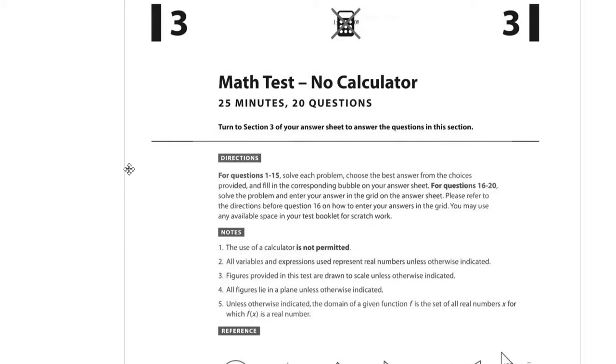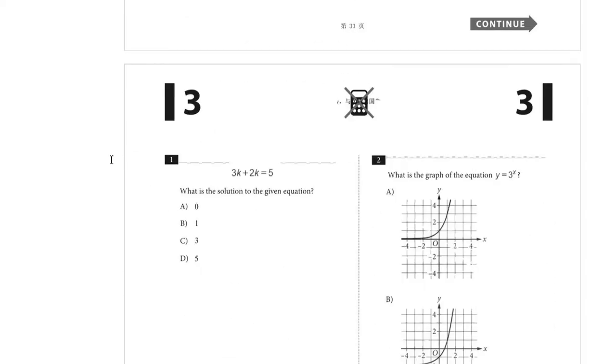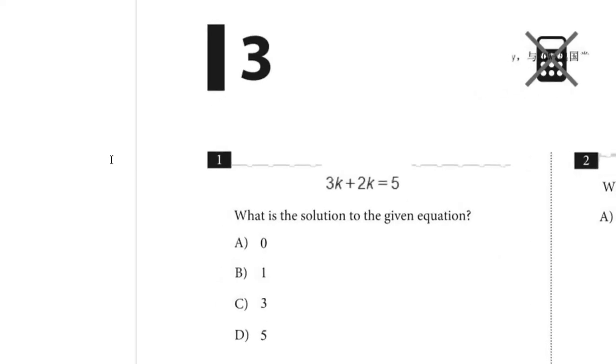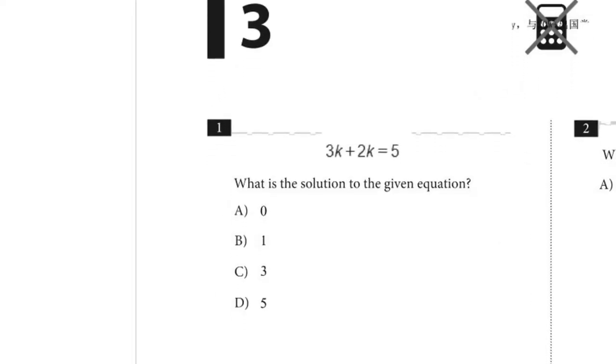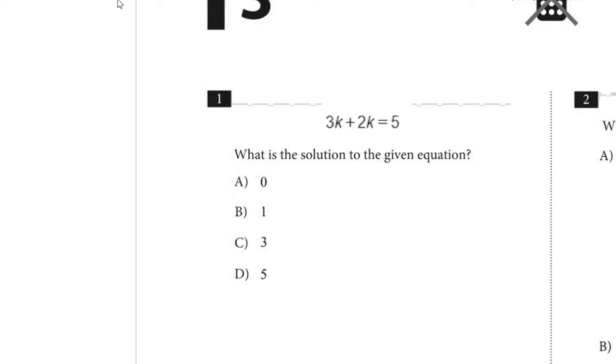Right now, we're in the October 2021 non-calculator math section, section 3, and let's jump right in. For question 1 here, we're being asked for the solution to this equation. So let's just start by combining like terms. 3k and 2k is 5k.